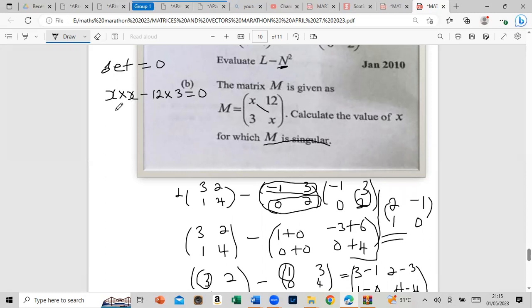So boom, we get X squared minus 36 equals 0, since negative 12 times 3 is negative 36. What's the next step? Adding 36 to both sides, so we get X squared equals 36, and then we take the square root, which gives us X equals minus 6 and plus 6. Agree?